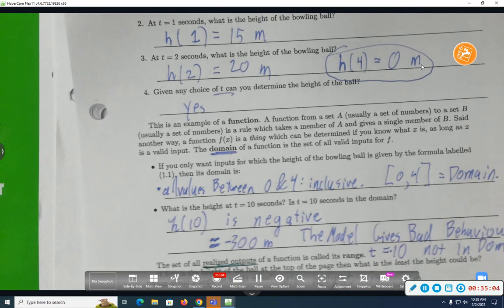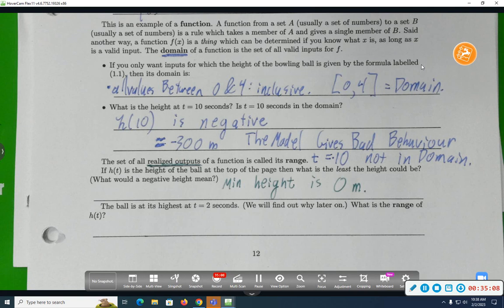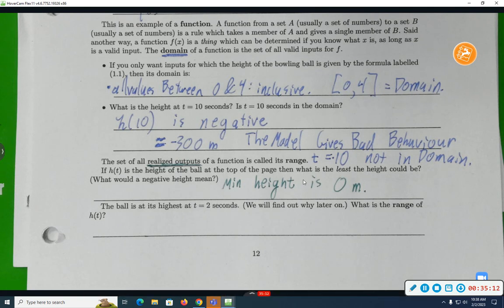I'm not going to justify the following fact right now. We will in a few days. This bowling ball achieves its maximum height at time equals 2 seconds. As a consequence, what is the maximum height this bowling ball achieves?